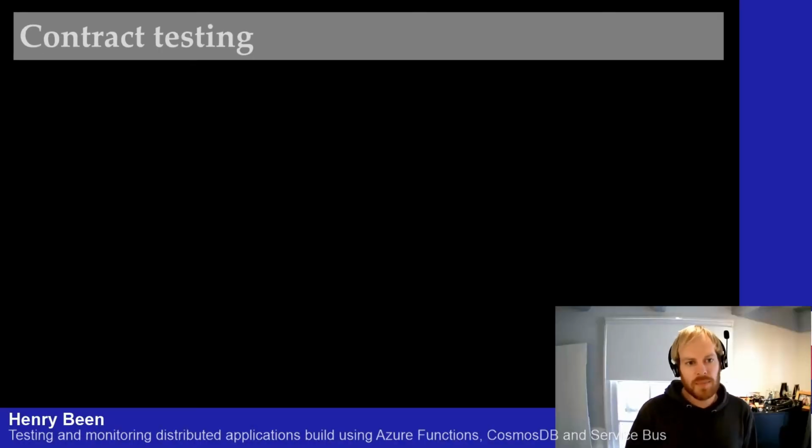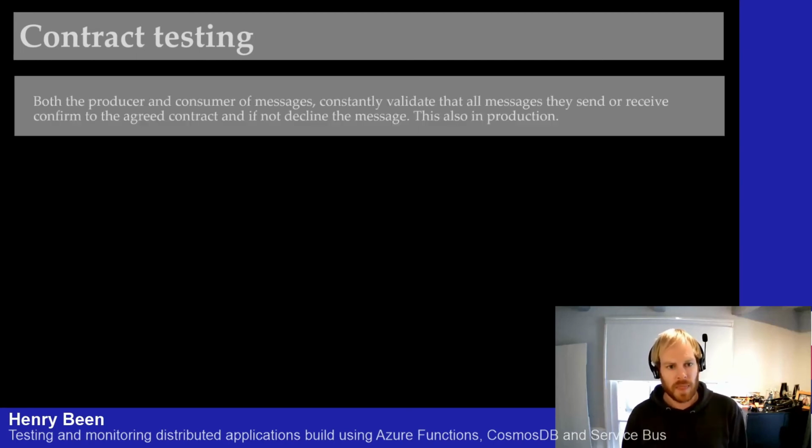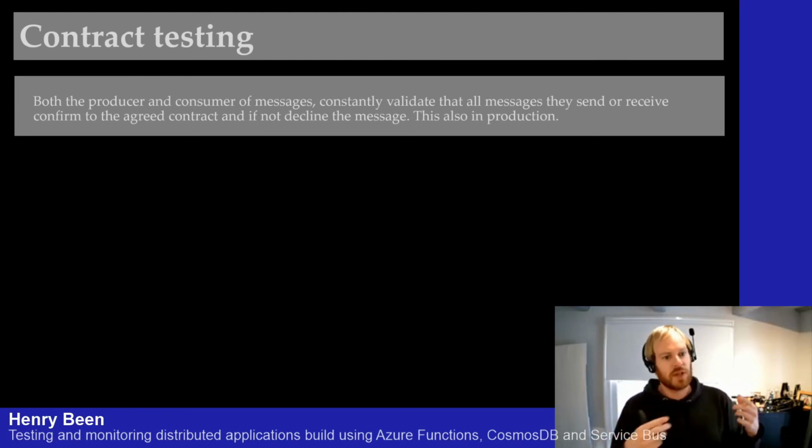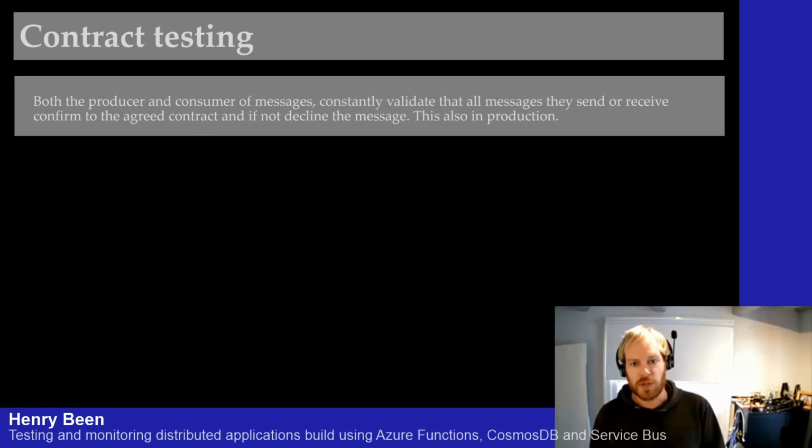Now, another thing that we can do is contract testing. Because a lot of the problems in distributed systems come up when we are expecting something of another, and we are not really sure if it's going to uphold. So what we can also do is contract testing. And what that means is that both the producer and consumer of messages or calls or communication agree upon how we should interact with each other. And both pre-production and production, we constantly validate that all the messages we are sending and receiving conform to that agreed contract. And if we find a message that doesn't comply, we're just going to decline it.